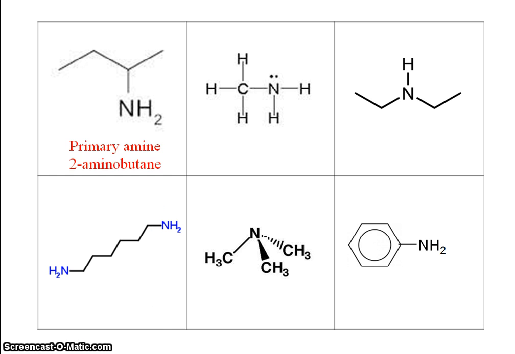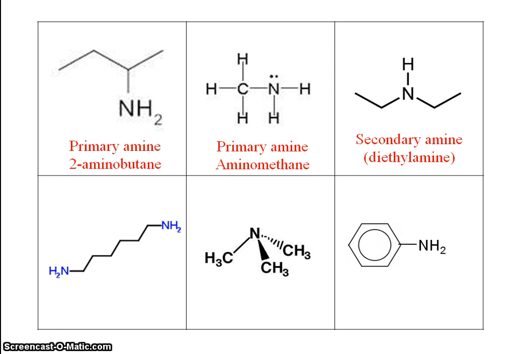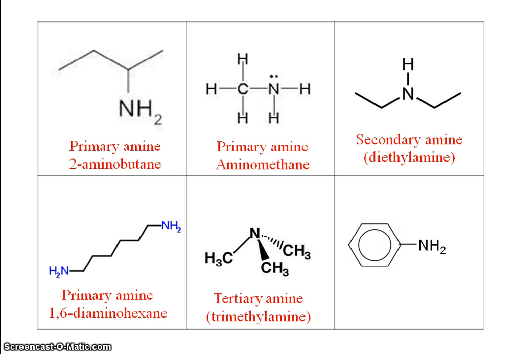So well done if you said the first one's a primary amine, 2-aminobutane. And the second one is also a primary. The third one is secondary, the name's given there, but you don't need to name it. You'll recognize the next one. And the tertiary amine there.